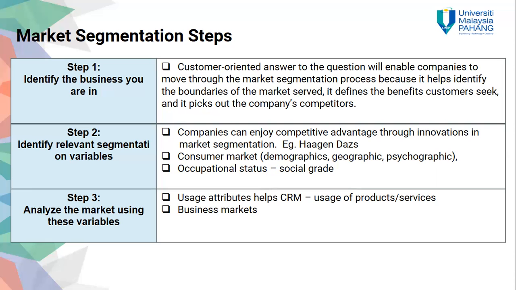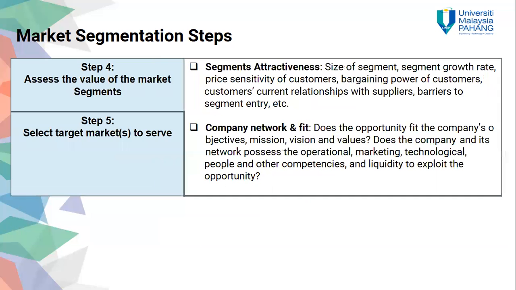So you can use all this information to understand what types of products you want to offer to your customer or to your business market. And we have step 4, assess the market value of the market segment. So we have segment attractiveness and company network and fit. All this is also covered in step 5, which is select target market to serve.